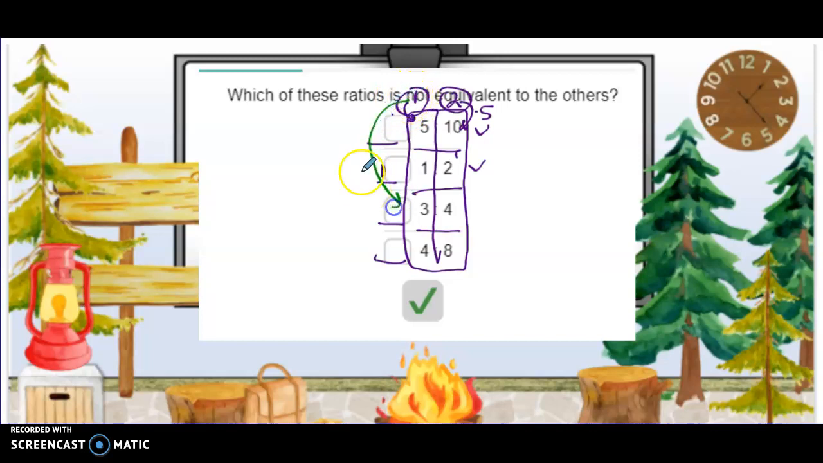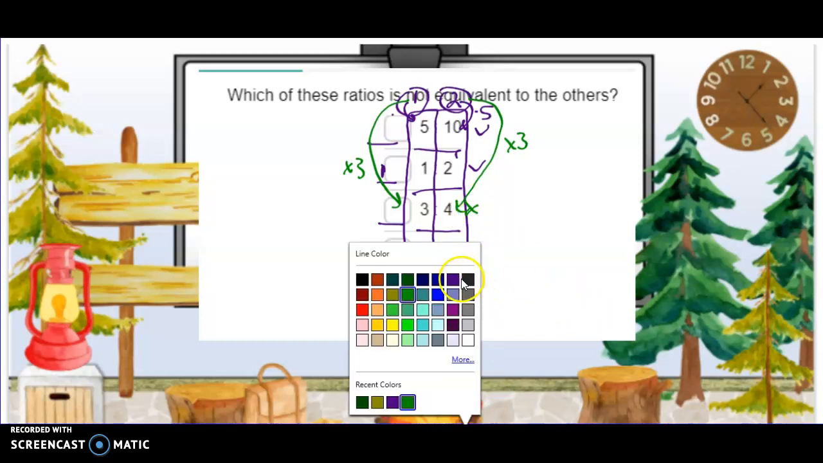So checking out this row, I would go back to my basic ratio up on top. 1 times 3 is 3. That means I have to do the same thing to the other column. 2 times 3 is 6. That doesn't check. So far that row doesn't work. But just for good measure, let's check out the fourth and final row and see what's going on there.